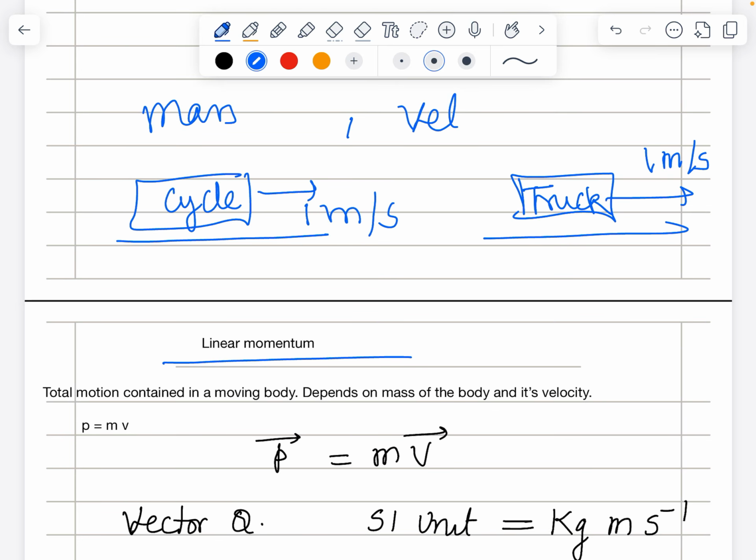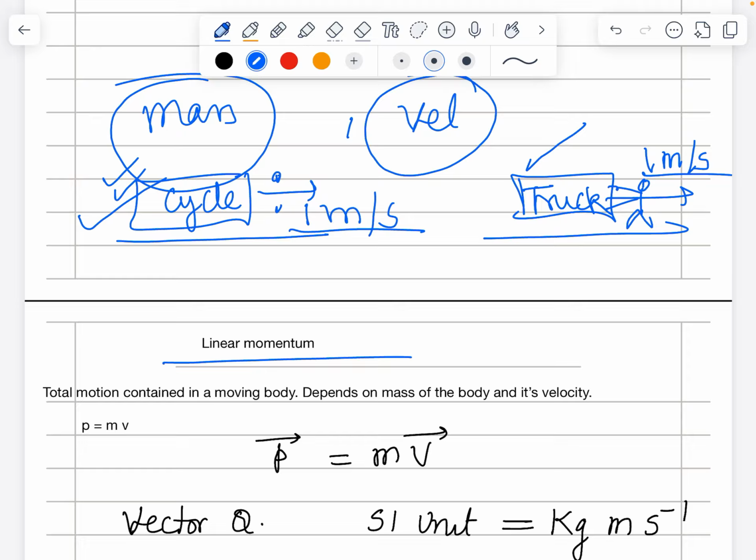What will happen if you try to stop both cycle and truck? Then you will be able to stop the cycle by standing in front of the cycle and holding its handle. But in case of truck, it is not possible that you stand in front of it and by your hands apply a force. You will not be able to stop the truck. It means truck is containing more motion than the cycle, though both are moving with the same speed. So how much is the motion contained in any body? It not only depends on the velocity, it also depends upon the mass.